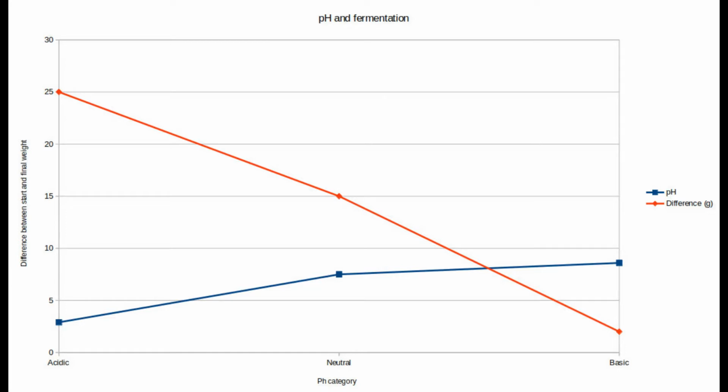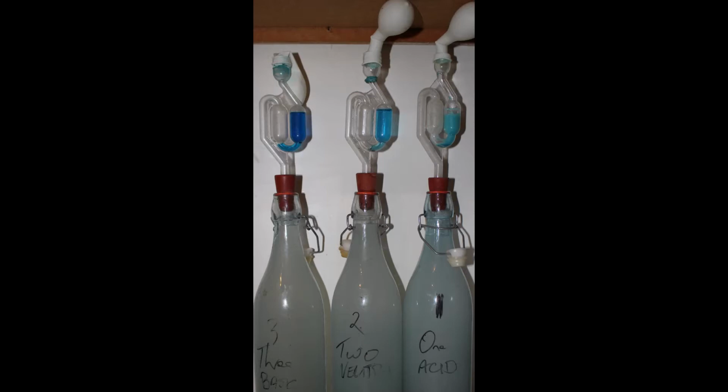What was surprising is that the basic solution had almost no fermentation occur. This can be seen in this graph and in the way each airlock behaved, further reinforced by the differences in volume of CO2 produced. This directly correlates with the loss of weight in the bottle through fermentation.